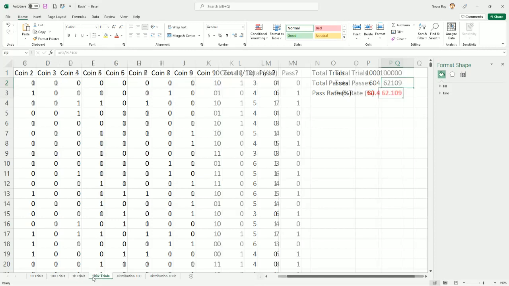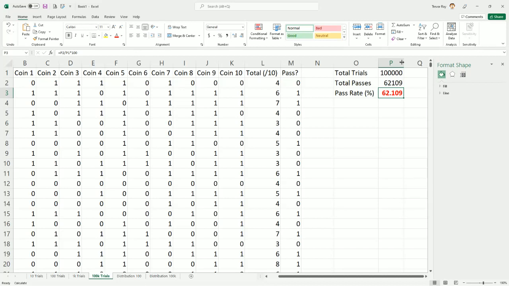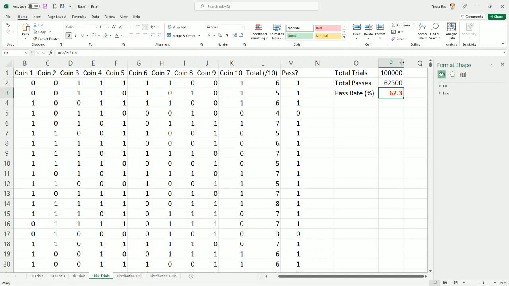Let's do 100,000 trials. I'll tell you, this took me a while just to scroll down that far to cut and paste that many. And this is the one that's actually creating the lag that's taking so long for it to recalculate each time. But if I redo this one, okay, 62.3%.